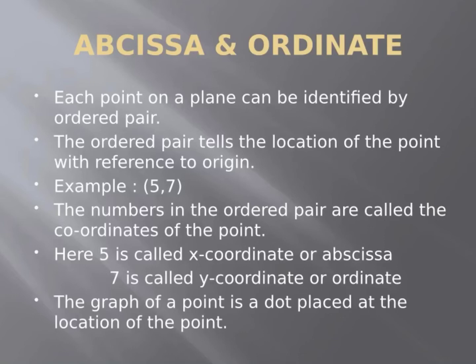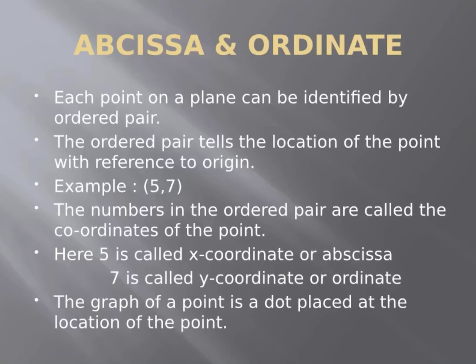Each point on a plane can be identified by an ordered pair. The ordered pair tells us the location of the point with respect to the origin, and the numbers in the ordered pair are called the coordinates of that point, which means that with respect to the coordinates in the ordered pair, we can find the location of that point on the coordinate plane with respect to the origin. For example, the ordered pair 5, 7, which means that the point A which we have taken on the coordinate plane has the coordinates 5, 7.